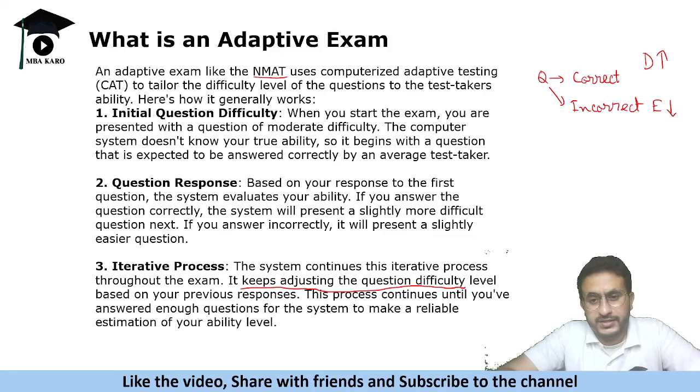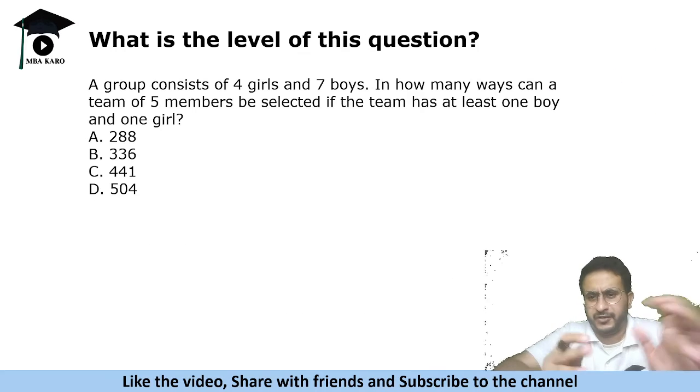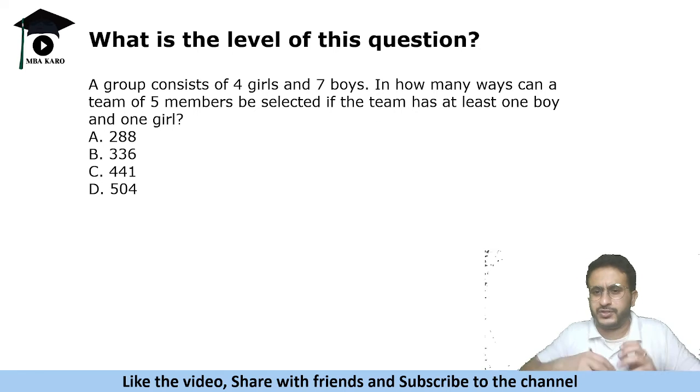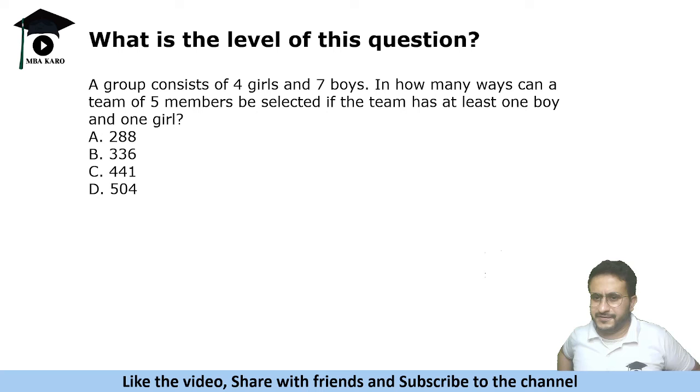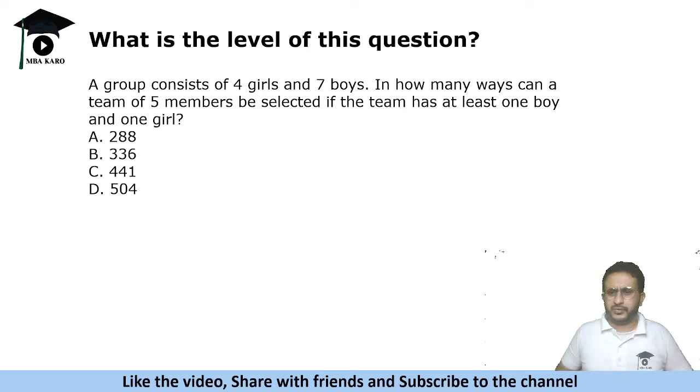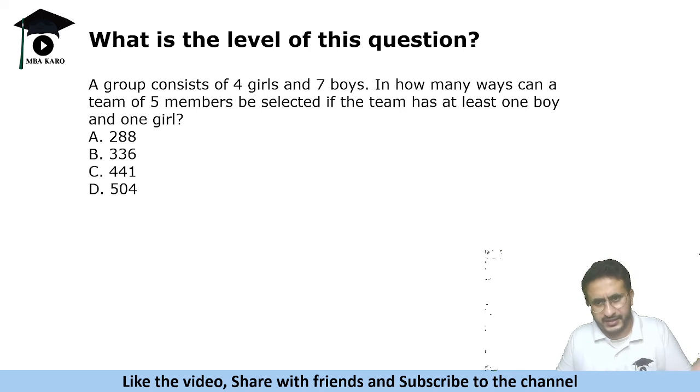Now, how is it decided which question is easy or difficult? Now, if I ask you this question, this is a question on quant. It says that a group consists of 4 girls and 7 boys. In how many ways can a team of 5 members be selected if the team has at least one boy and one girl? Now, some students who are good with quant, who have studied permutation combination, will say that yes, this is a doable question. Would not say difficult, might say moderate.